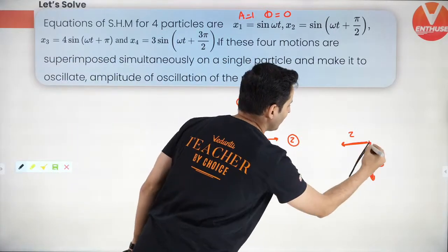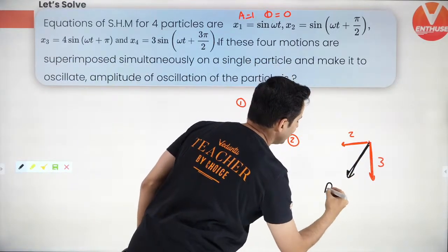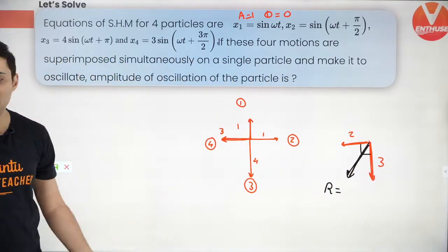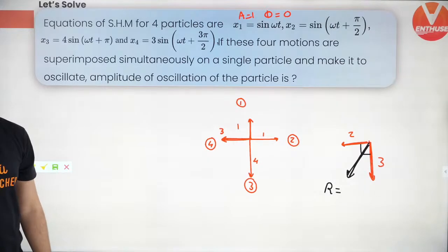Obviously now you can figure out what the resultant is. So guys, come on, what the resultant will be. And they are at 90 degrees. Come on, use Pythagoras.